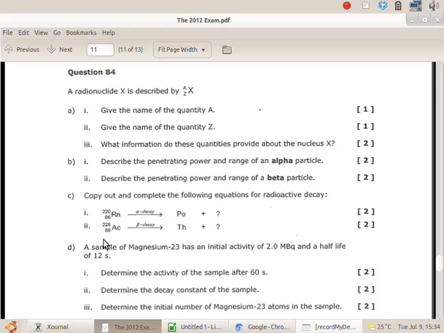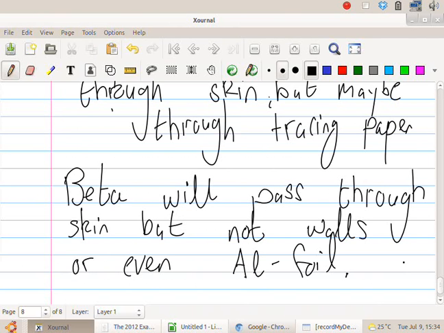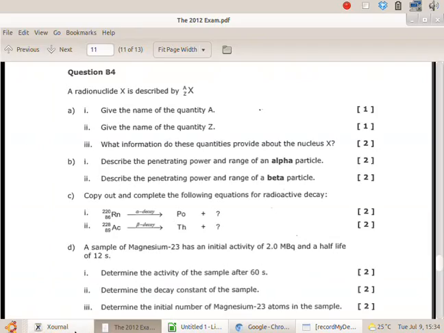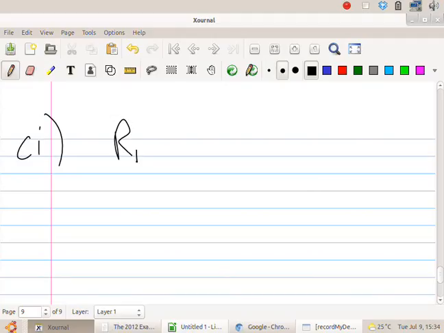Okay. Right, next one now. We have to finish these formulas. Can you read them out to me if you have it in front of you? Okay, so this is C1. What is it? It's Rn, yeah. And what's the mass number? And then the atomic number is 86. And then what decay is it?